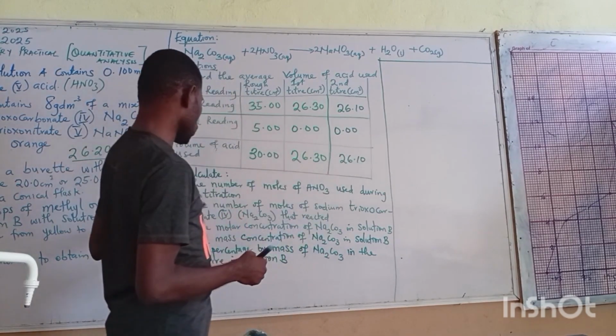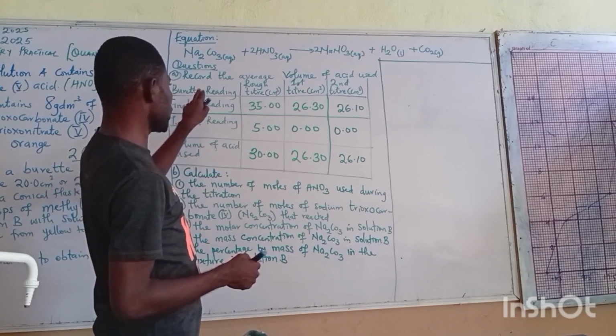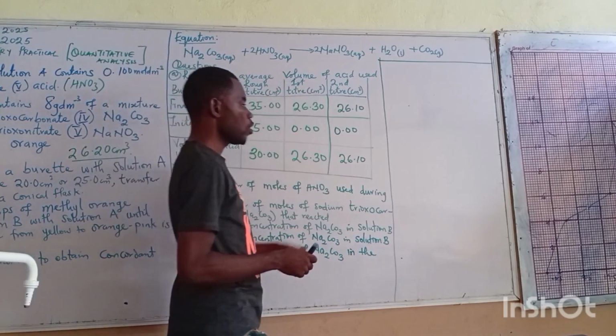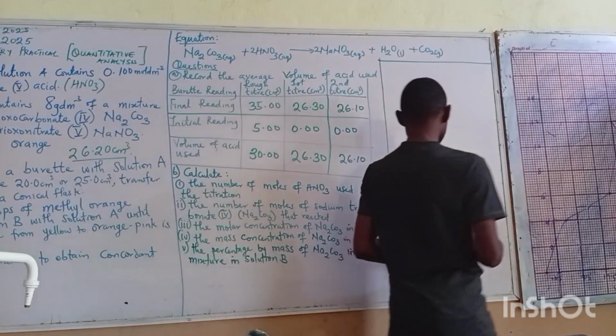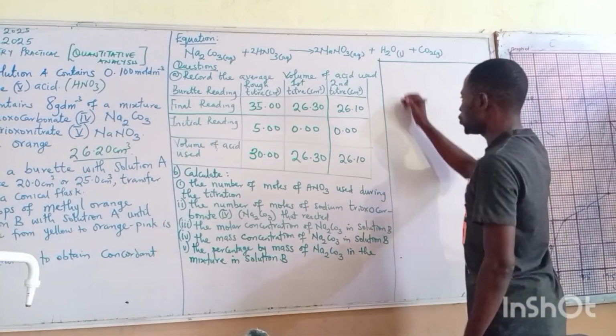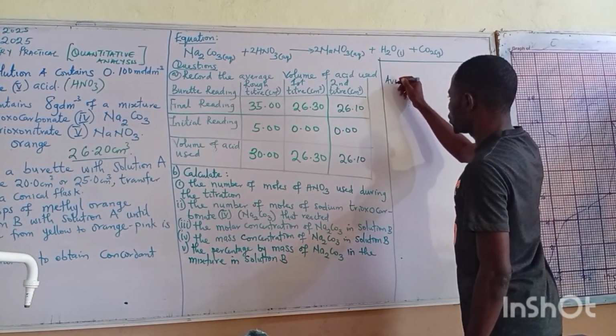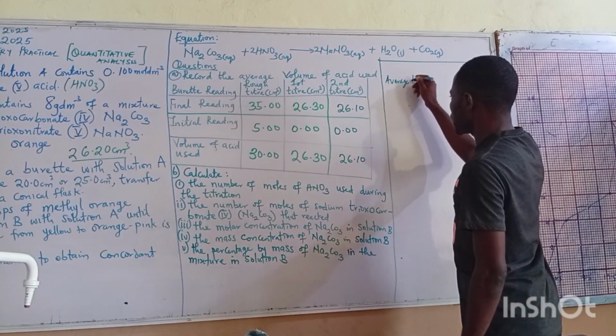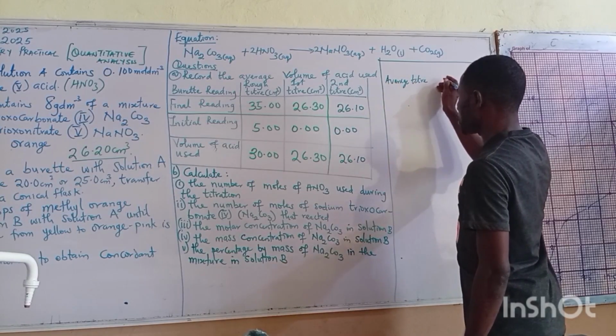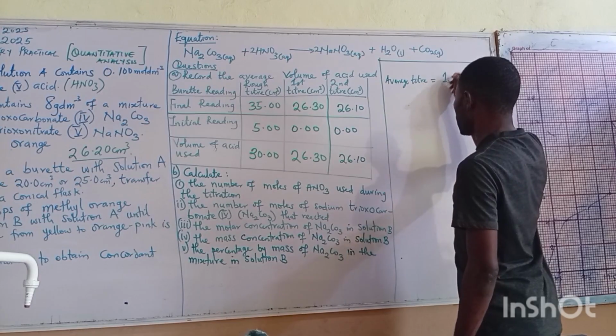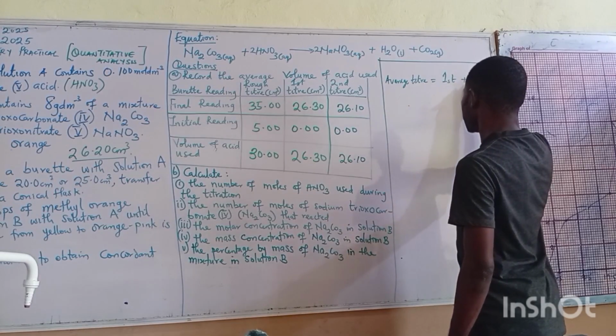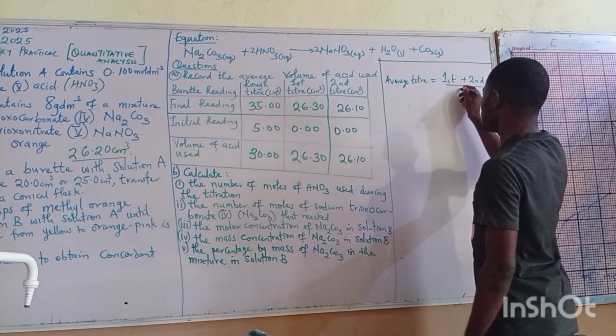Now, I want to find the average. I think that will be the first question that they ask me, to find or recall the average volume of the acid. How can I recall the average? I will say average titer in centimeter cube equals first titer plus second titer, all divided by 2.